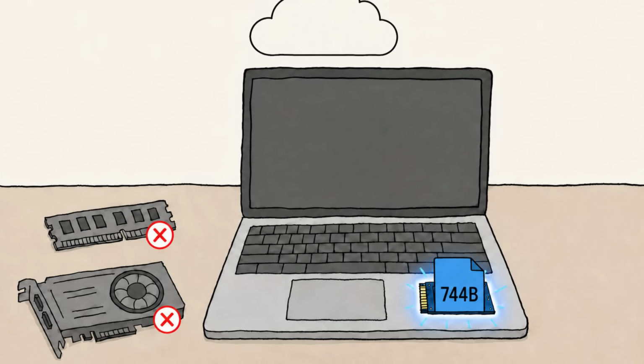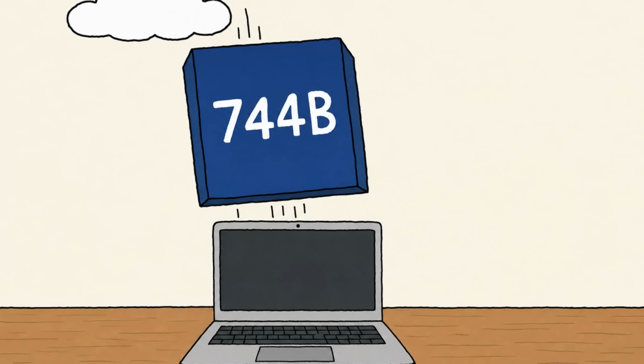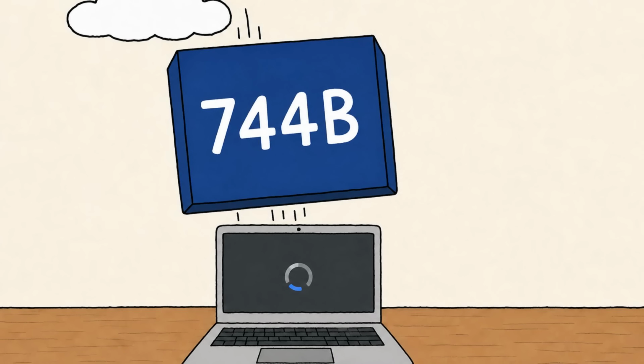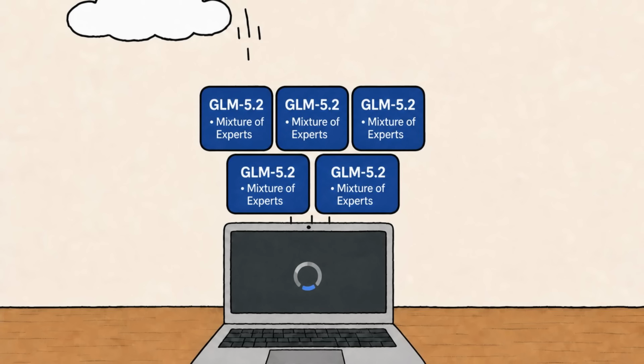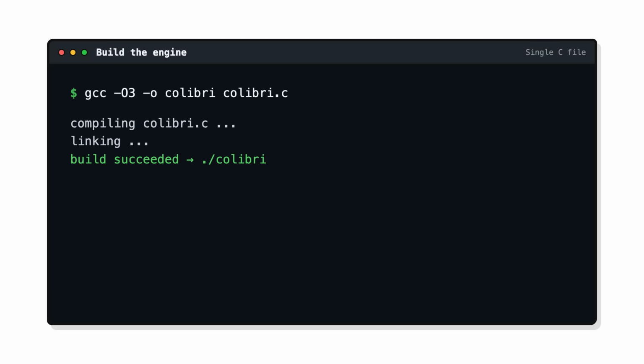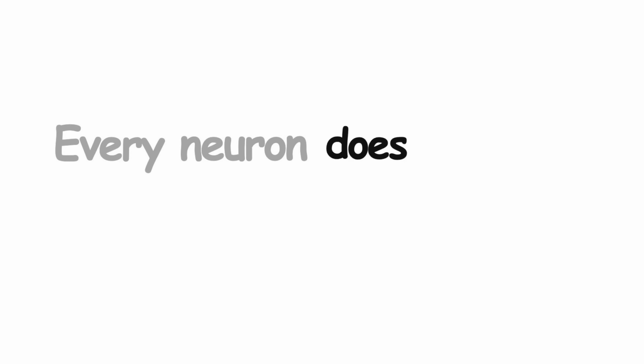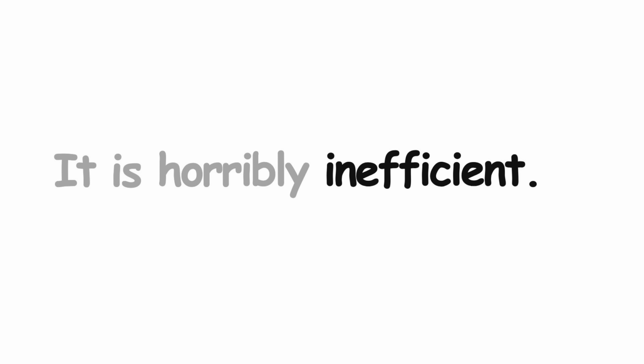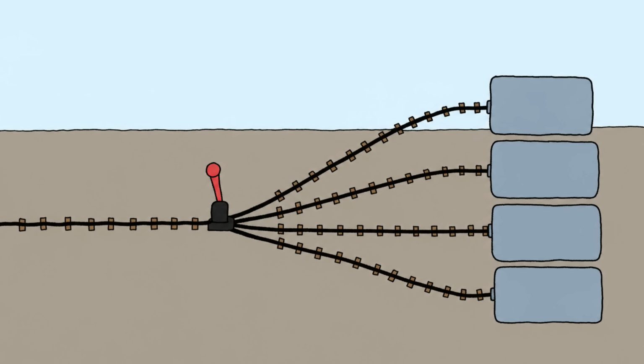But to understand how a 744 billion parameter behemoth fits onto a laptop that struggles to run Chrome, you have to understand the trick Zhipu AI used to build it. GLM 5.2 is a mixture of experts model, and mixture of experts is basically a giant corporate office building. When you ask a standard dense neural network a question, every single parameter in the model fires up to calculate the answer. Every neuron does the math. It is horribly inefficient.